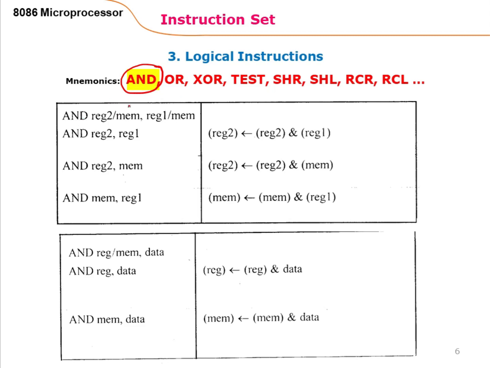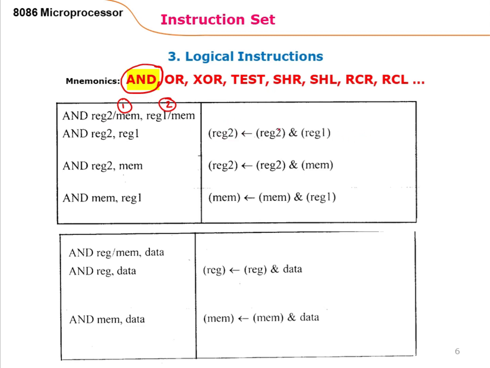In the AND instruction, the first operand is a register or memory and the second operand is a register or memory. We can combine these two operands: we can take both operands as registers, or one operand as a register and the other as memory. The first operand is memory or register. We cannot use both operands as memory locations. So what happens when we execute the AND instruction?